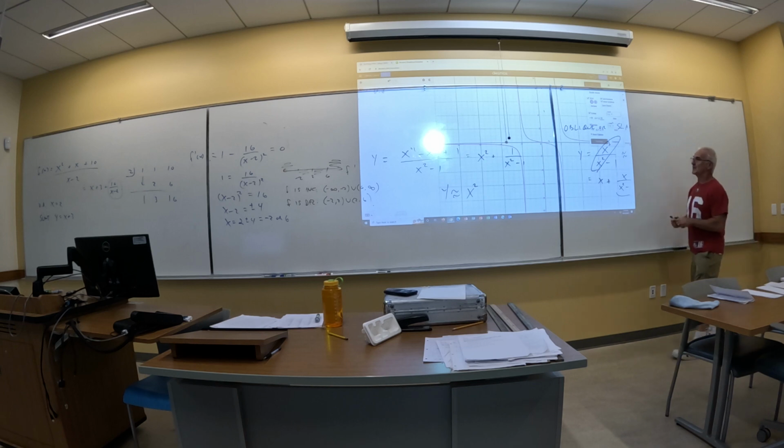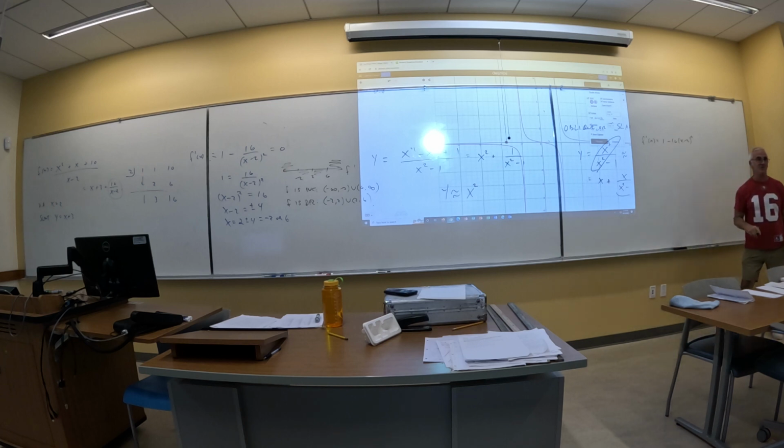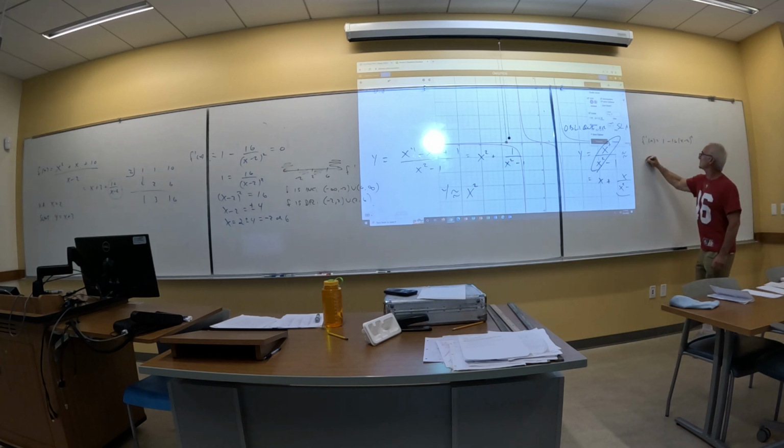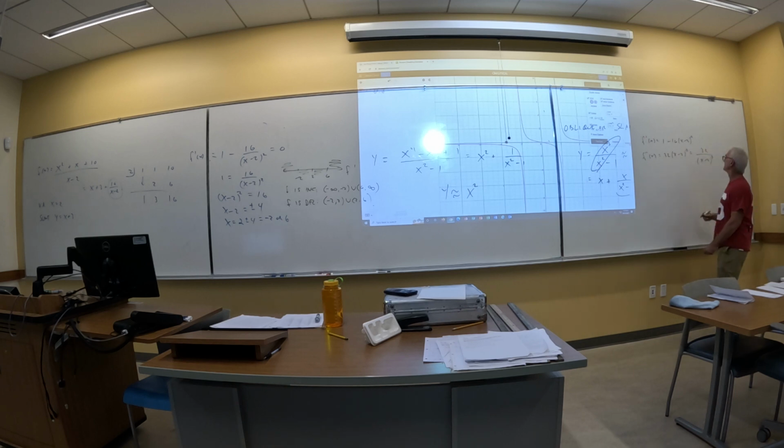All right, so if it helps you, rewrite your first derivative like this: 1 minus 16, how about if I write it as (x minus 2) to the negative 2? That'll make the second derivative a little bit easier. So then what's my second derivative? 32 times (x minus 2) to the negative 3. Does this ever equal 0? Never equals 0. So I only have one number to consider, 2.